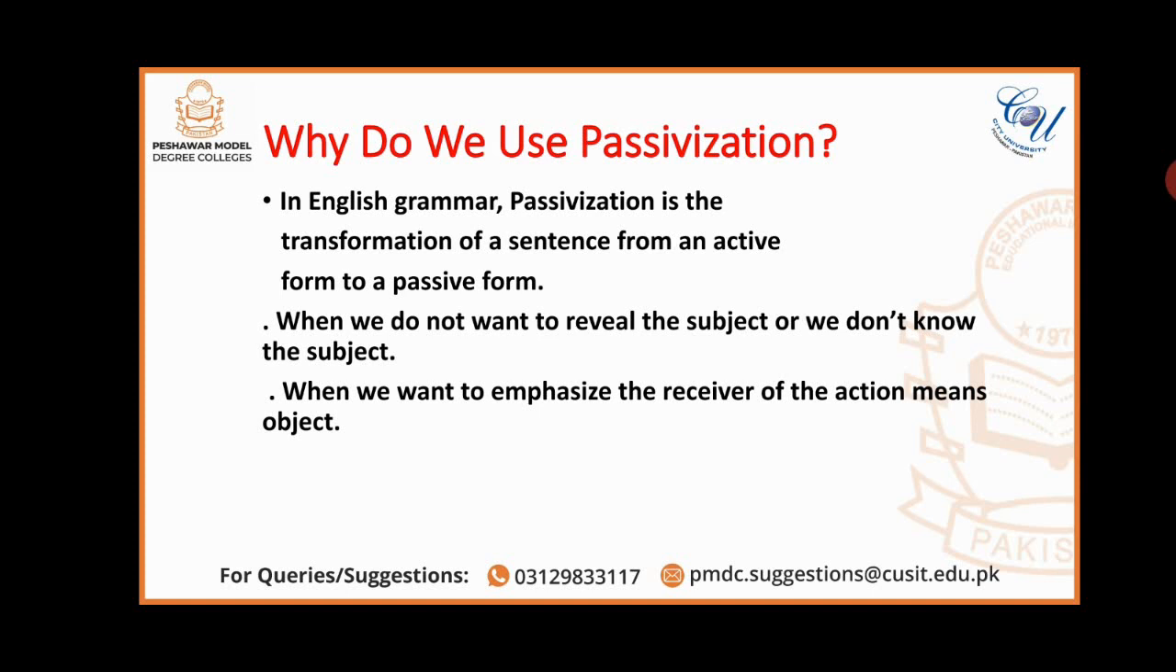Ali broke the chair. In this sentence, focus is on Ali, not on the broken chair. But when we convert it into passive, we want to focus on the broken chair. So we will make it what? The subject. Ali broke the chair, so the chair was broken by Ali. Now the chair is important, not Ali. So emphasis is given to the chair in this sentence.